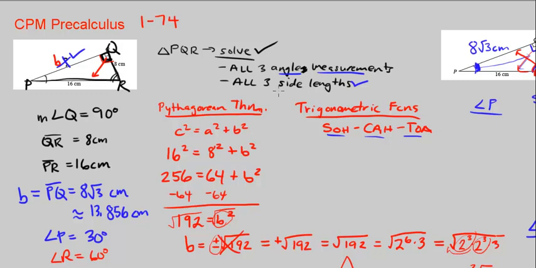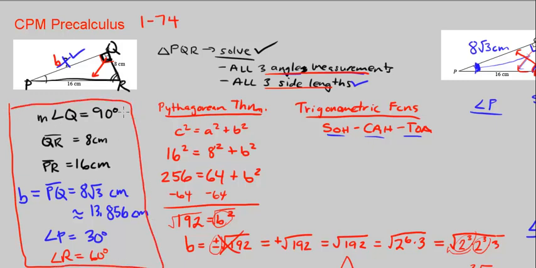Okay? So I solved for all three side lengths and all three angle measurements. And that means I solved this triangle. Let me box everything a little better. Okay, so here's my angle Q, angle P, angle R, side QR, side PR, and side PQ. So I solved the triangle. So this ends CPM Precalculus Chapter 1, number 74.